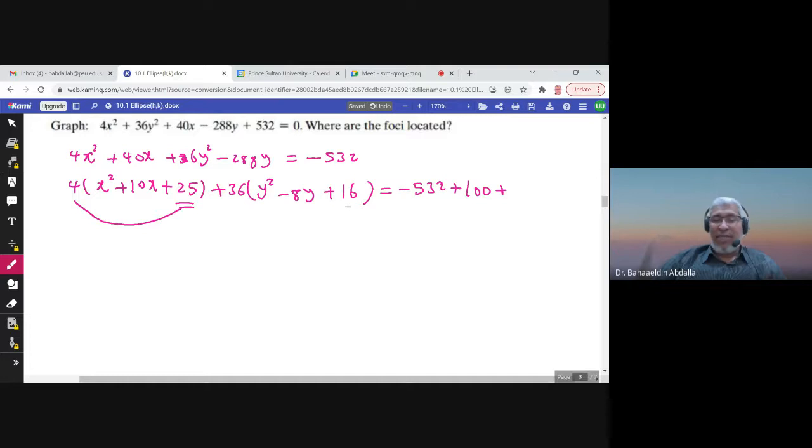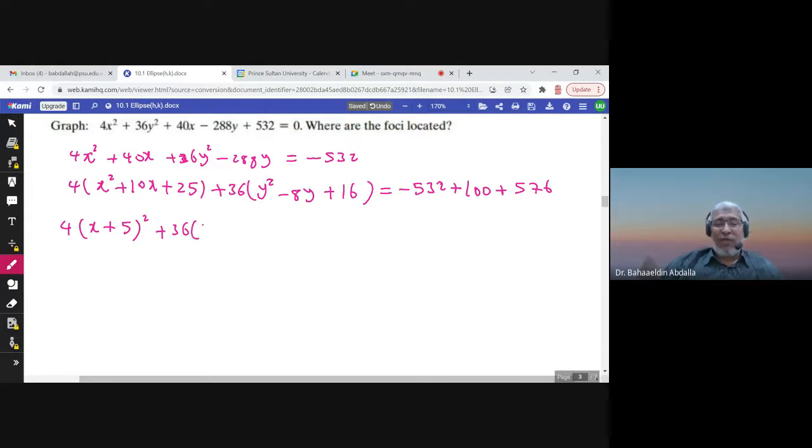What else? I added 16 multiplied by 36. So 16 multiplied by 36 is 576. Now by this, I did not change anything in the equation, and I am ready to write it as a perfect square. I take the square root of x squared, the sign of the second term, and the square root of 25, and raise it to the power 2. Now, if you expand this, x squared plus 2 times 5 times x, 10x, plus 25, this is a perfect square, and that's how we complete the square.